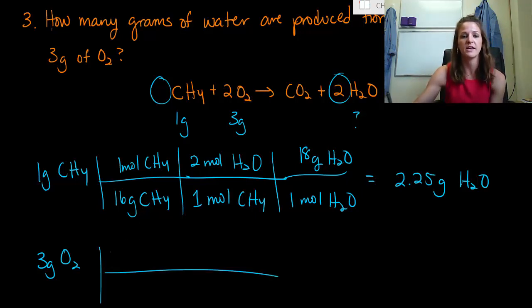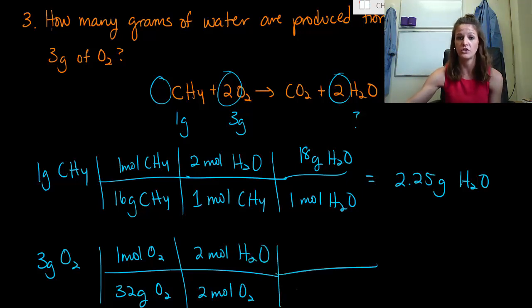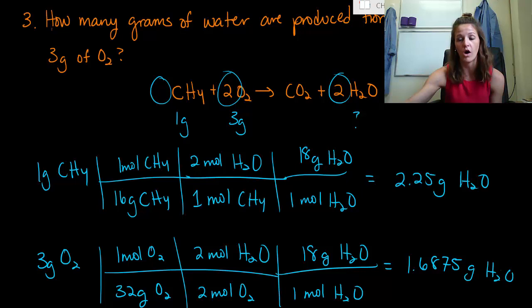All right, so for 3 grams of oxygen, we need to convert oxygen to moles. We know from the periodic table that there's about 32 grams for every 1 mole of oxygen. And then from looking at the balanced equation, we see that there's 2 moles of oxygen here for every 2 moles of water, so it's a pretty simple mole-to-mole ratio. Last step here is the same step as for just directly above it. We see for every 1 mole of water, there are definitely 18 grams. Okay, if we put this in our calculator, we get an answer of 1.6875 grams of water.